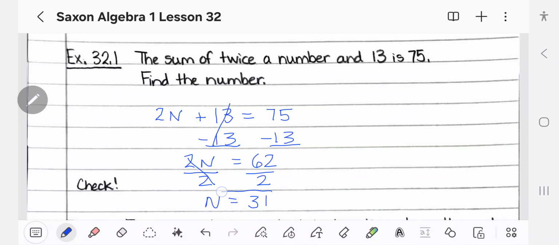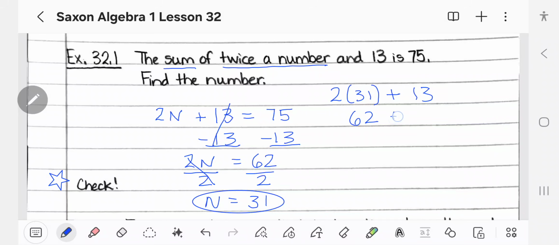Now, that is what we think the number is, but we always need to make sure we can check it and make sure it's right. So let's take 31 and put it back in. The sum, so we're going to be adding twice a number. So what is 2 times 31? Well, that's 62. And what are we going to add to it? We're going to add 13 to it. And when we do that, we get 75, and that's what we are supposed to get. So we can see that that works.